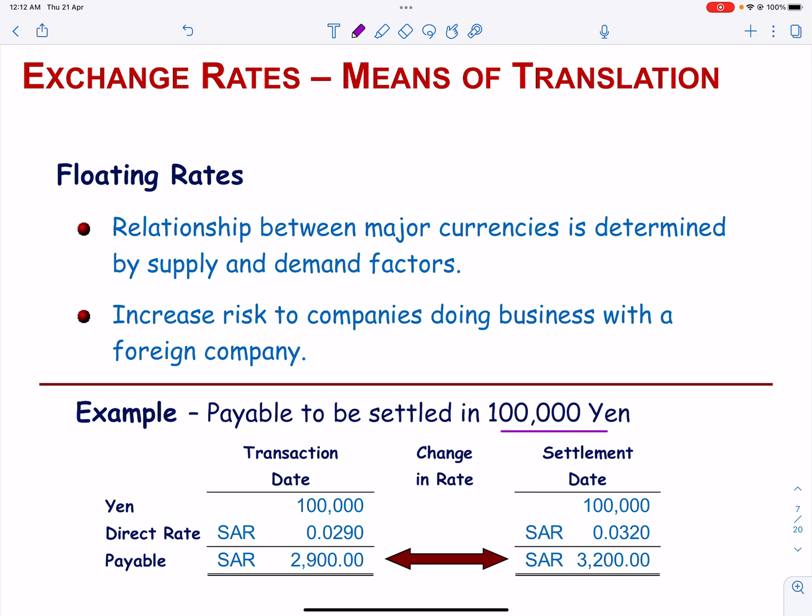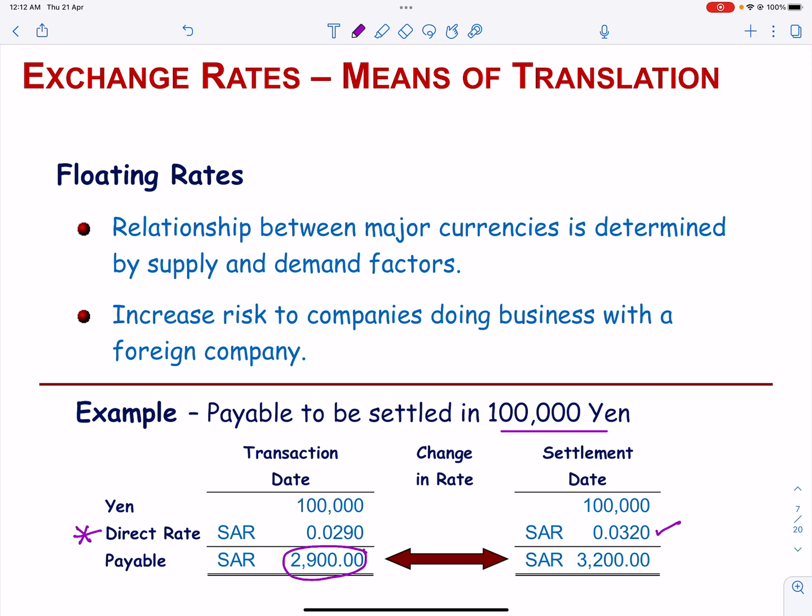First, the Saudi firm can buy the yens at point 0 on the date of transaction. So if the Saudi firm buys the yens at time 0, they have to pay 2,900 riyals. If the Saudi firm doesn't buy the yens at time 0, rather it waits for the settlement date, the date the Saudi firm needs to pay the Japanese company, and suppose the exchange rate on settlement date is 1 yen is equal to 0.0320 riyals.